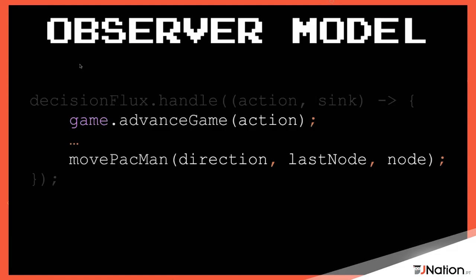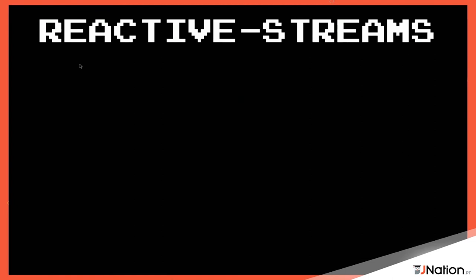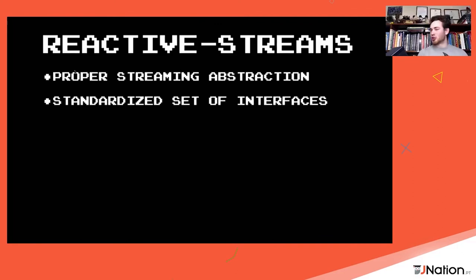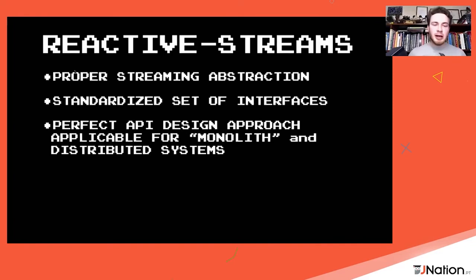So over time, it evolved into something called streams, or reactive streams. Reactive streams is a kind of standard approach for doing streaming. First of all, it's a proper streaming abstraction. It allows you to build a chain of asynchronous pipes or actions. Then it provides a set of standardized interfaces in many languages like Java, C Sharp, Python, .NET, JS, so you can use the same standard set of interfaces to communicate even between different platforms. And finally, it's a perfect API design approach. It works for the monolith case as well as for distributed systems.